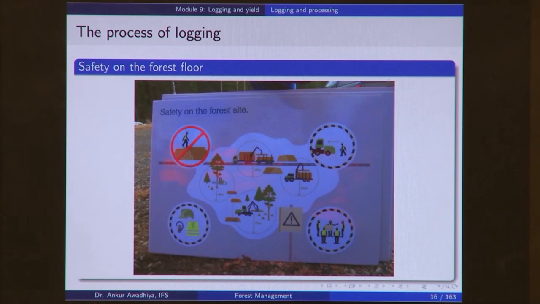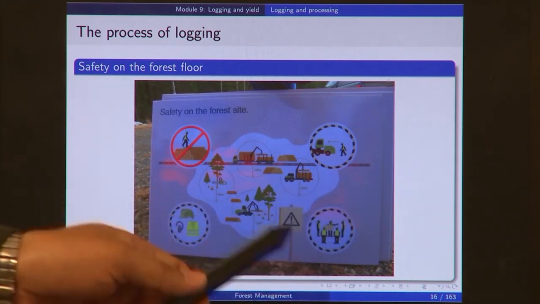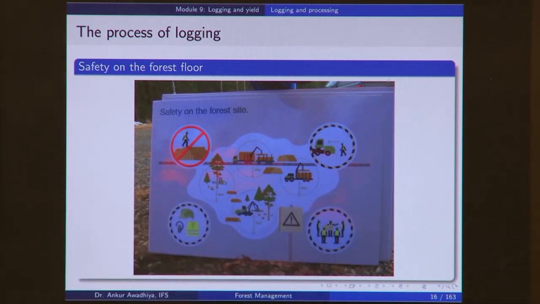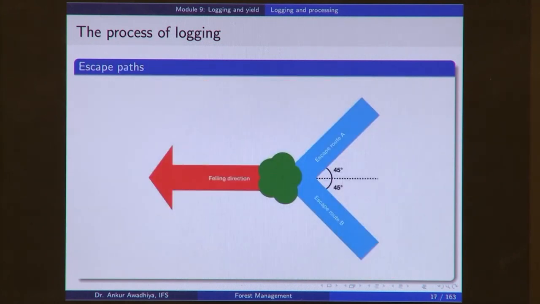Whenever you are doing anything, you should have a planning meeting, in which you talk with your colleagues about what you are going to do, so that nobody is caught unaware. All of these are very common sense things, but they need to be ensured. Similarly, whenever any tree is being felled, the escape paths need to be decided from the beginning.